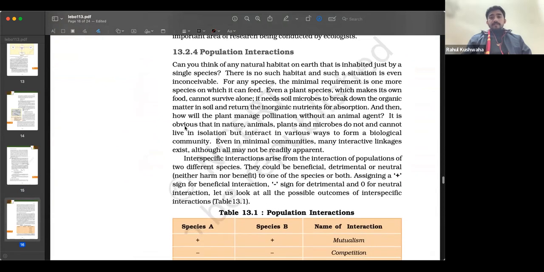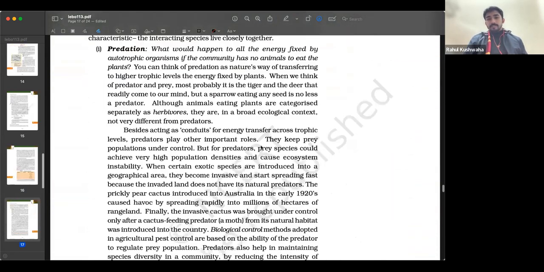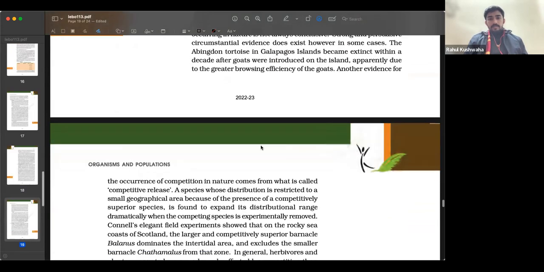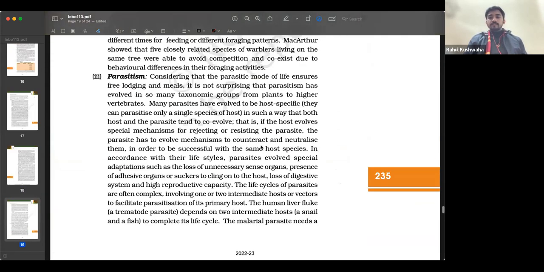Now the last part of this chapter talks about population interactions. And with this, I think today we will be able to discuss and finish. How long is this? Yes, I think we can try to finish it.